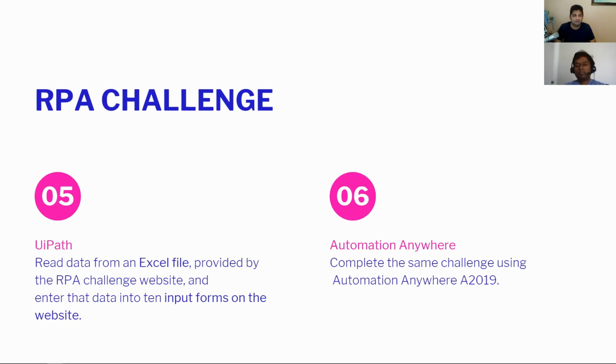The next thing we do is an RPA challenge, and this is kind of a bridge chapter where we move from UiPath to Automation Anywhere. So we do the challenge in both UiPath and Automation Anywhere, so that you can see and compare.